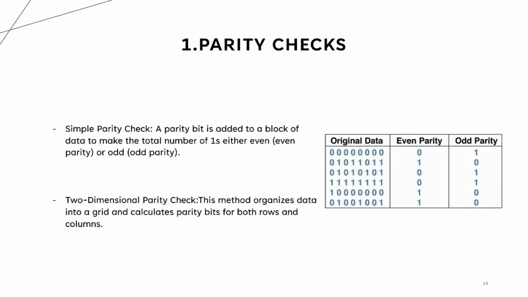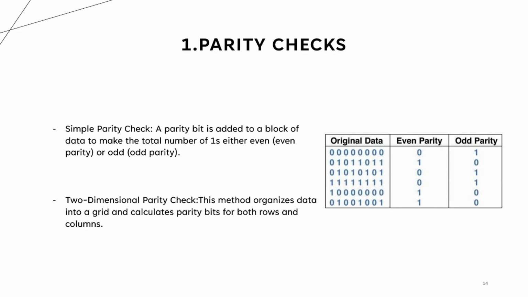First, we talk about parity checks. Parity checks are divided into two concepts. The first one is the simple parity check, a simple form of error detection. The receiver counts the number of ones in the received data. If the parity doesn't match, an error is detected. A limitation is that it can only detect an odd number of bit errors. If an even number of bits are flipped, the parity remains the same and the error goes undetected.